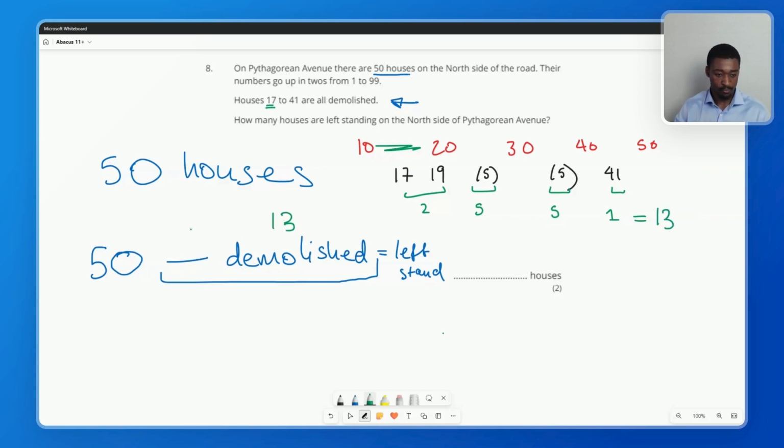But overall, we have 50 minus 13, giving us, well, 50 minus 10 is 40, 40 minus 3 is 37. So yes, overall, our answer should be 37 houses are left standing on the north side of this road.